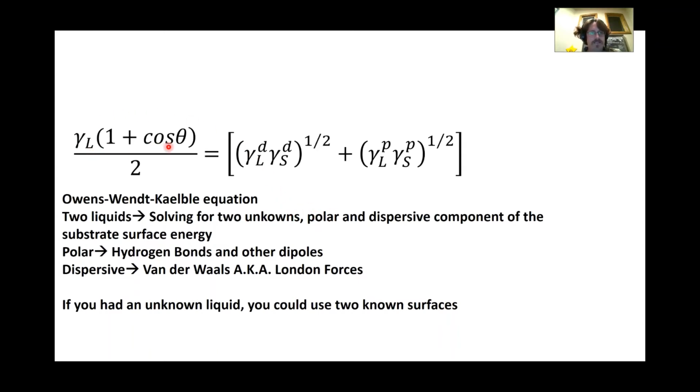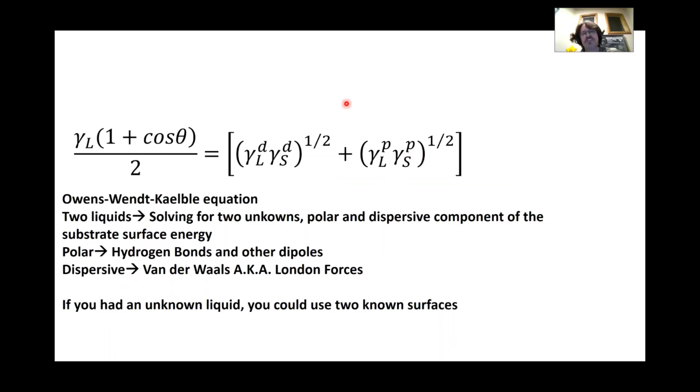So contact angle is still important. This would be the total surface energy of the liquid. This is the surface energy of the liquid and the surface energy of the solid. However, we have these superscripts D, and we also have surface energy liquid solid and a superscript P here. This stands for dispersive component, and this stands for polar component.